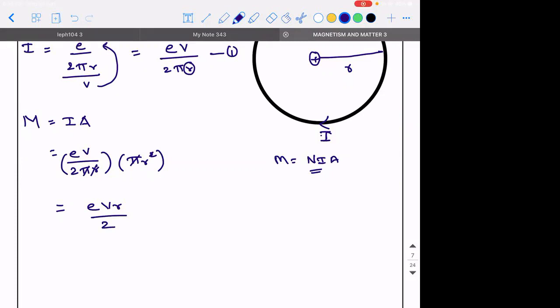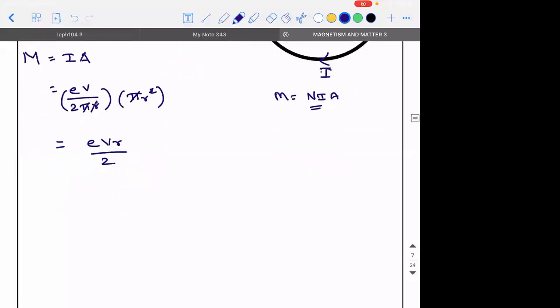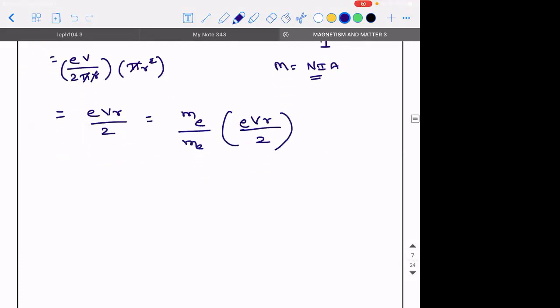I cannot use this formula as a dipole moment because practically it is difficult for me to calculate V and R. So what I will do is multiply and divide with a particular parameter that is nothing but the mass. If I multiply with the mass of the electron and divide it with the mass of the electron, E into V into R divided by 2. Now look at the rearrangement I'm going to do. E divided by 2 times ME into ME into V into R.